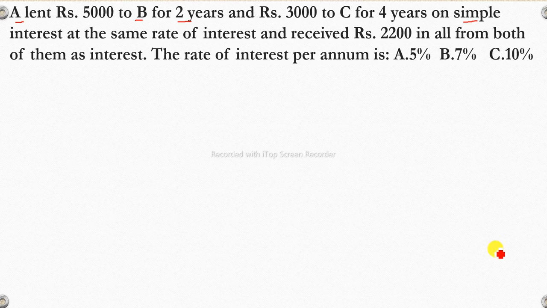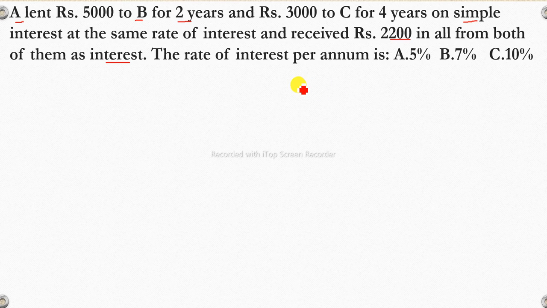A received a total of 2,200 from both as interest. This is the interest A gets from both B and C. The rate of interest per annum is dash.